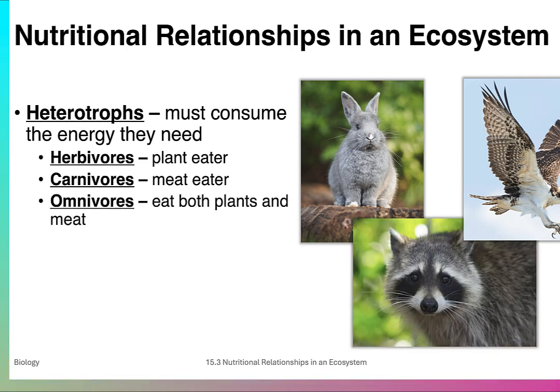And then lastly, there are the omnivores. And humans, by the way, are omnivores. Now, omnivores are capable of eating both plants as well as meat and derive energy from both sources.